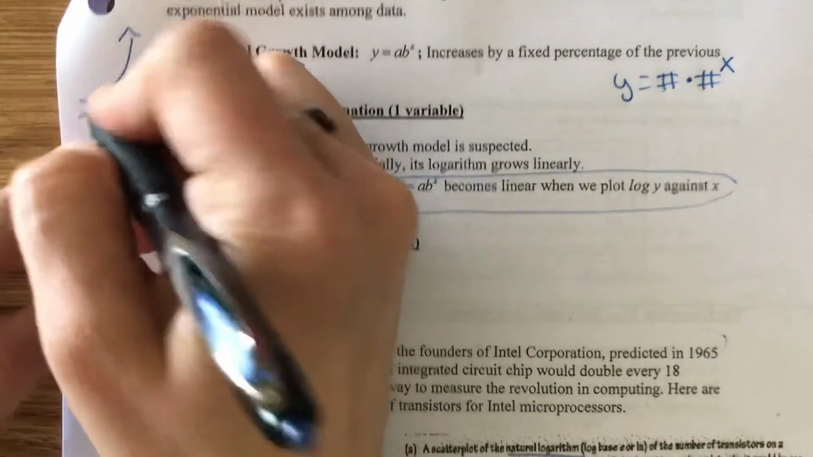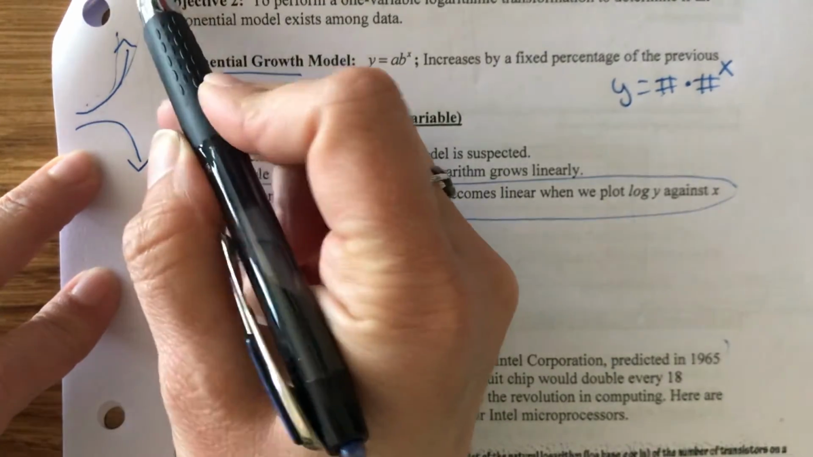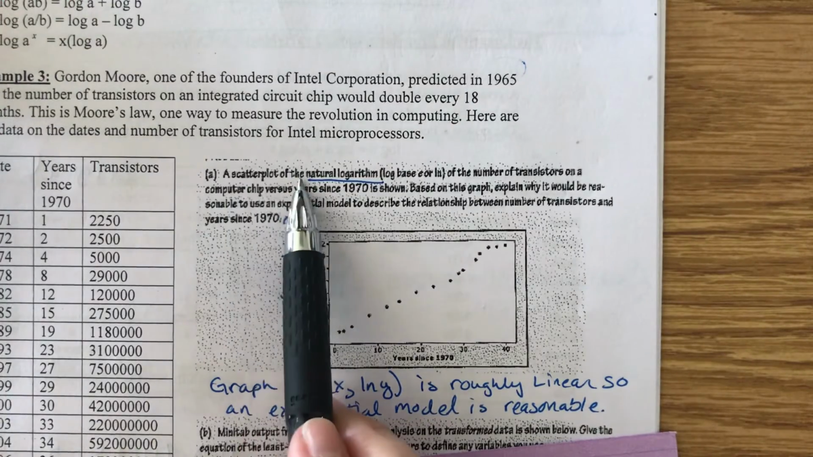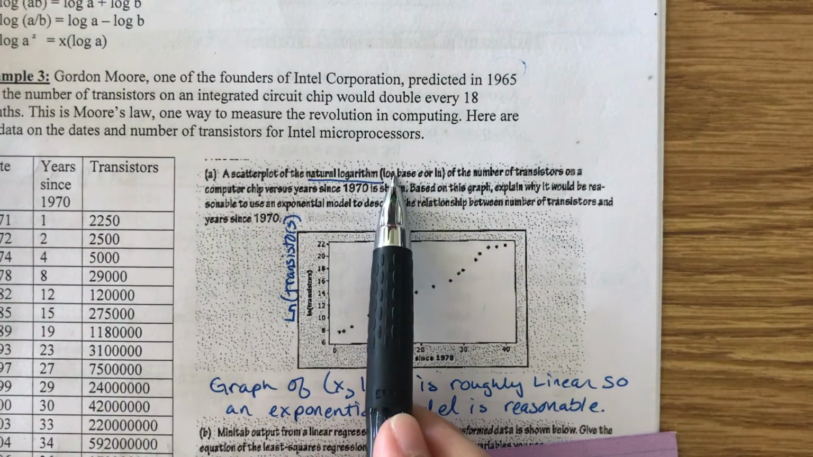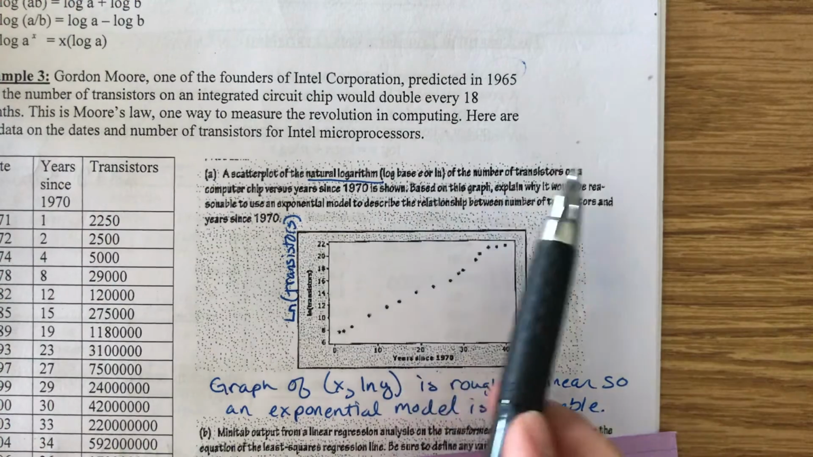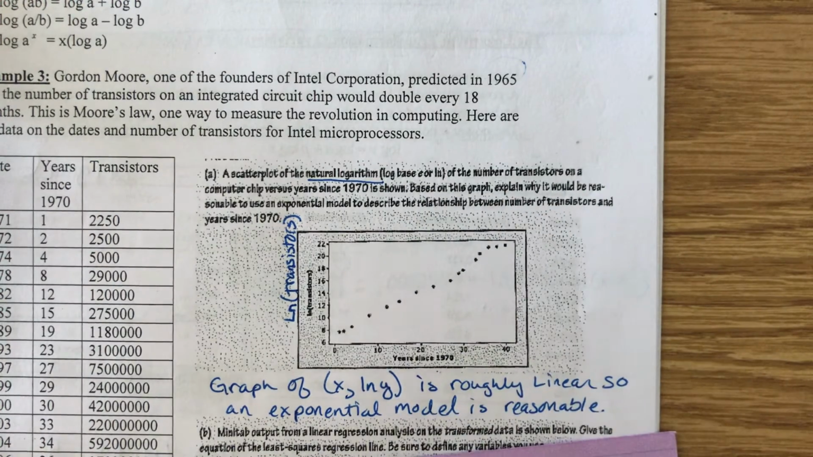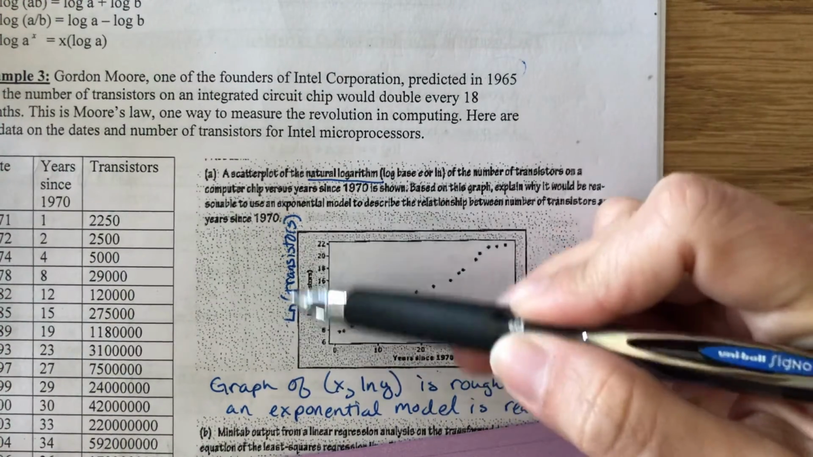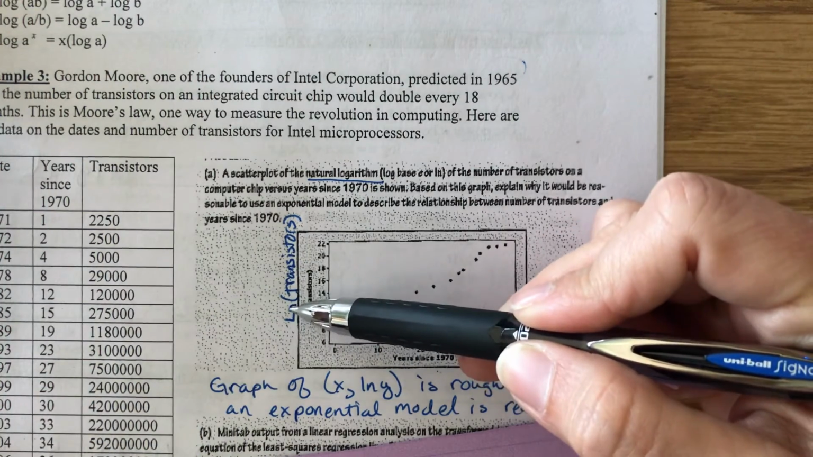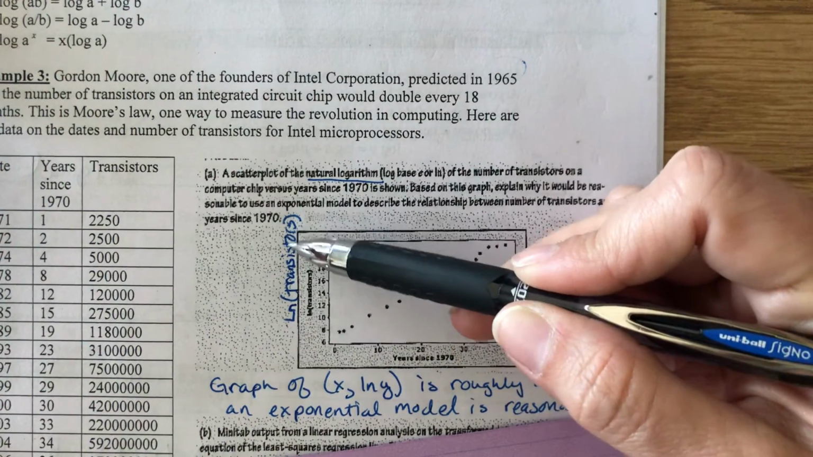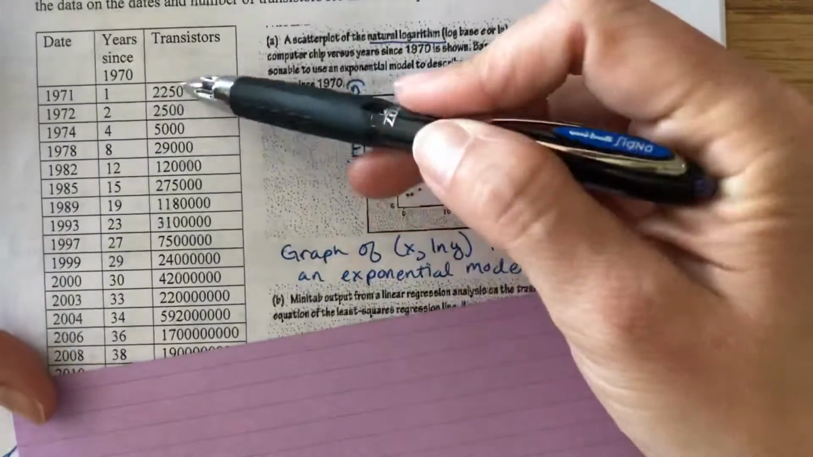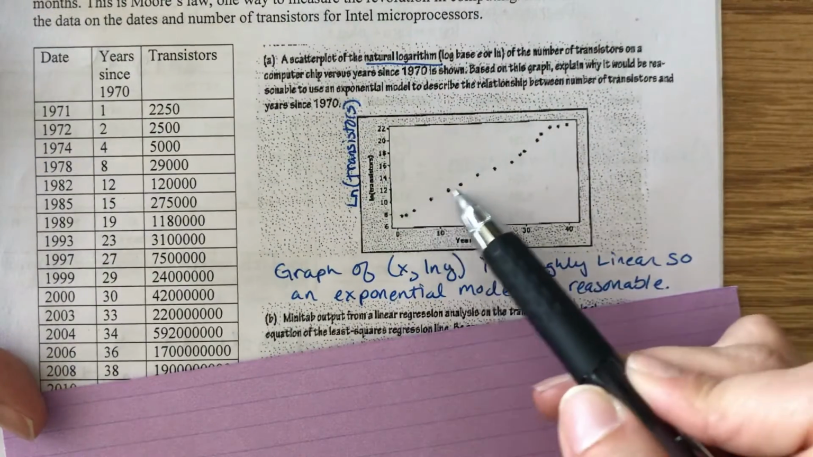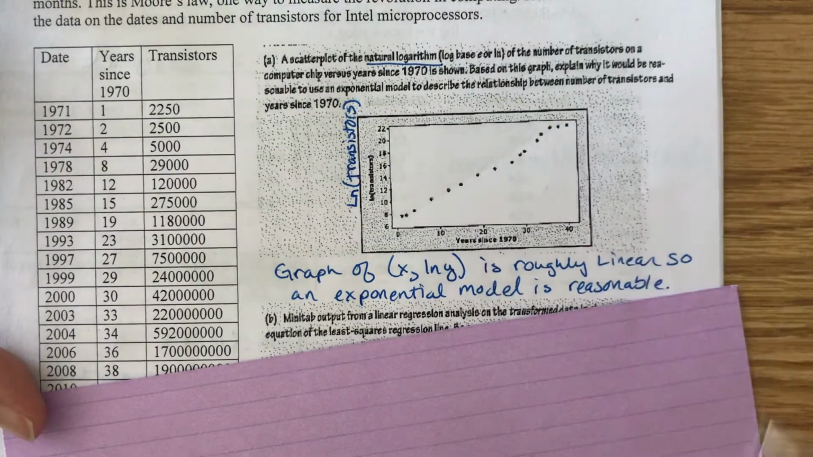So it would be a graph like this, back up here, just skyrocketing up. They're giving us a scatter plot of the natural log, log base e, or the ln, of the number of transistors on a computer chip, shown below. So this x-axis is years since 1970, and this y-axis, I rewrote it because it was a little tough to read, is the ln of the transistors. So the natural log of these numbers. And it became really close to linear.